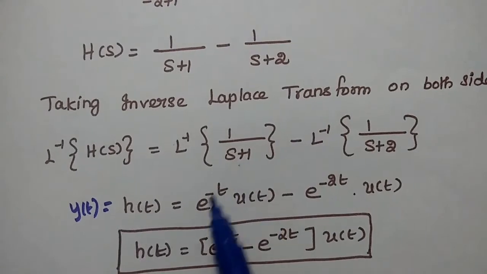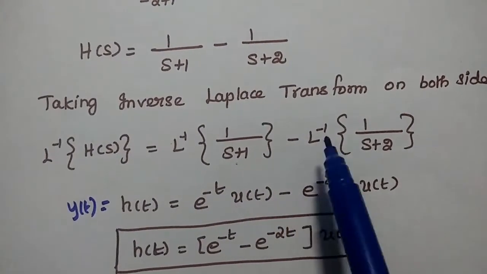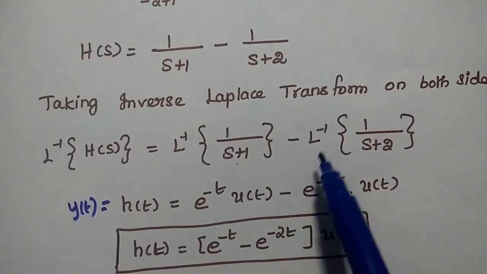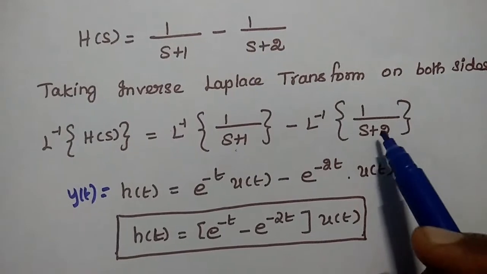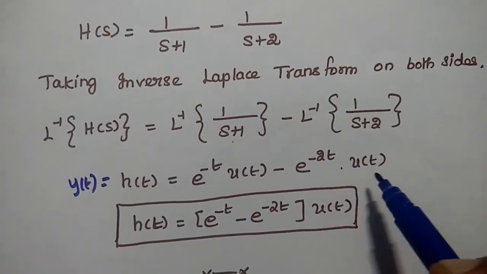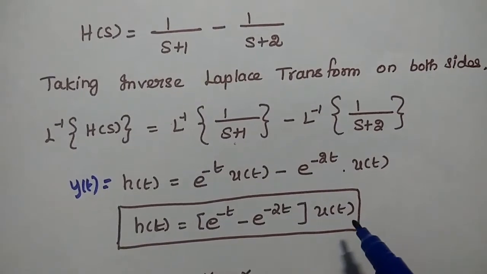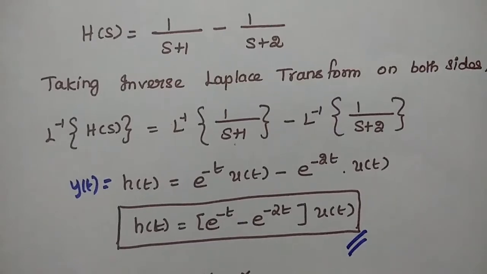Here it is plus, so the exponent is minus t, into u of t, minus, since the minus is there, the inverse Laplace transform of 1 divided by s plus 2. So 1 divided by s plus 2 means e power minus 2t into u of t. We can take u of t as common. So this is the final answer.